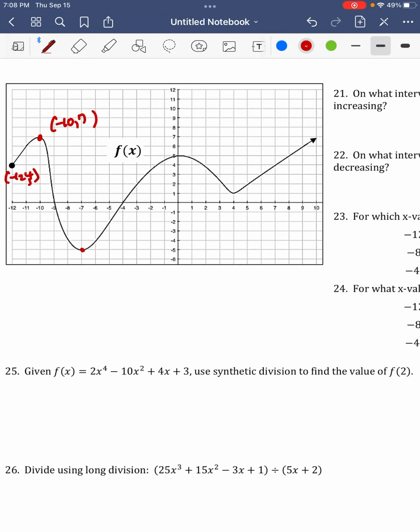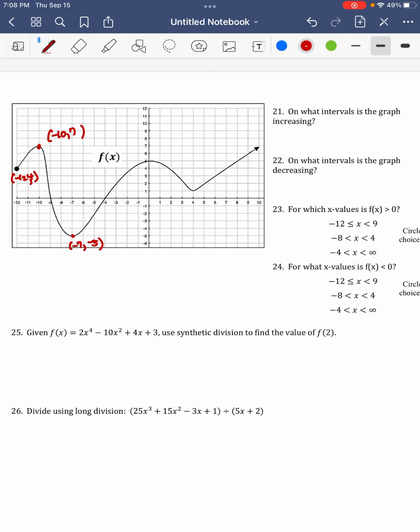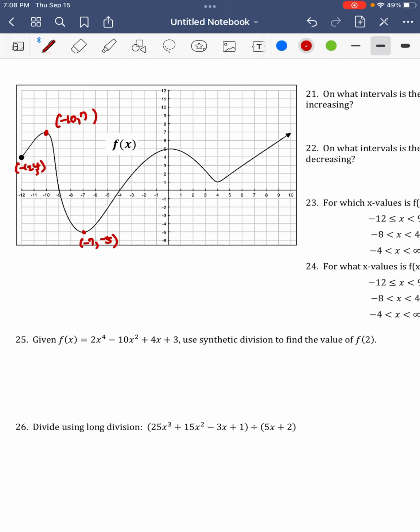All right, this guy down here, negative 7 and negative 5. So I'm doing this because the questions are about increasing and decreasing, and so I'm going to need the x values of all these places. Here's a high point at 0, 5, and this guy at 4, 1. And then this goes off to infinity, comma, infinity.